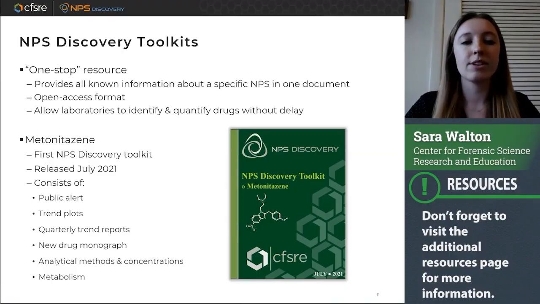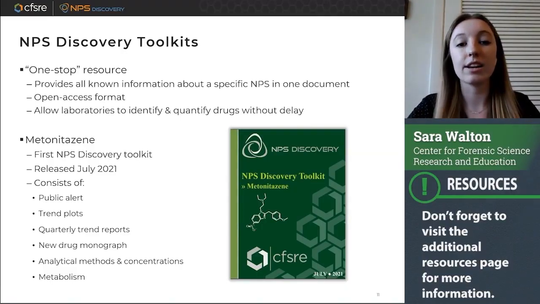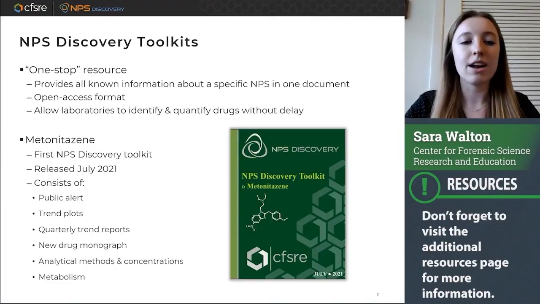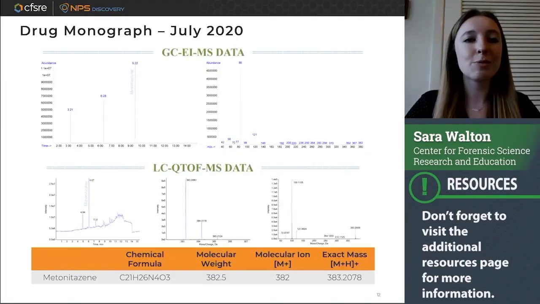So the first NPS Discovery Toolkit that was released was for metonitazene, and this was released in July of 2021. And this consists of a lot of the reports that I mentioned earlier. So the public alert, the trend plots, the quarterly trend reports, a new drug monograph, analytical methods and concentrations, and metabolism.